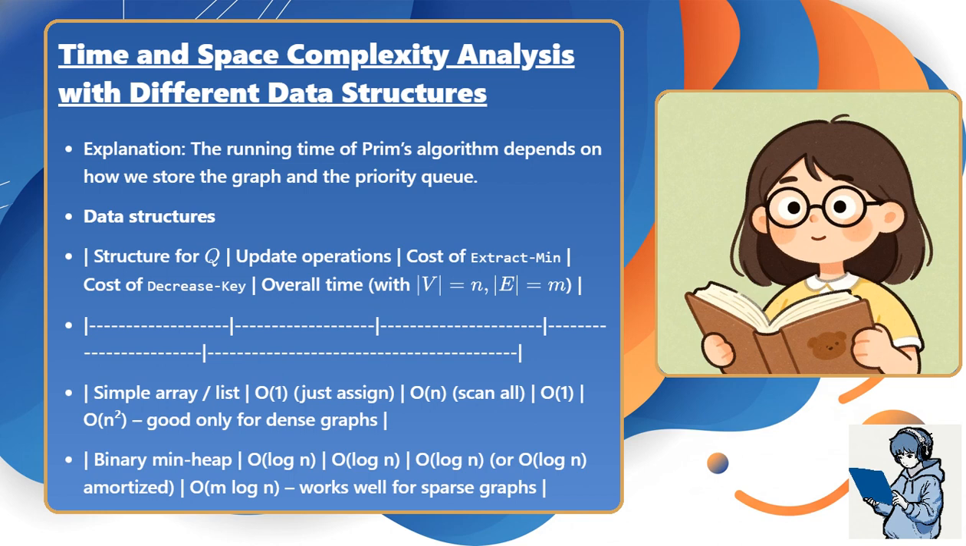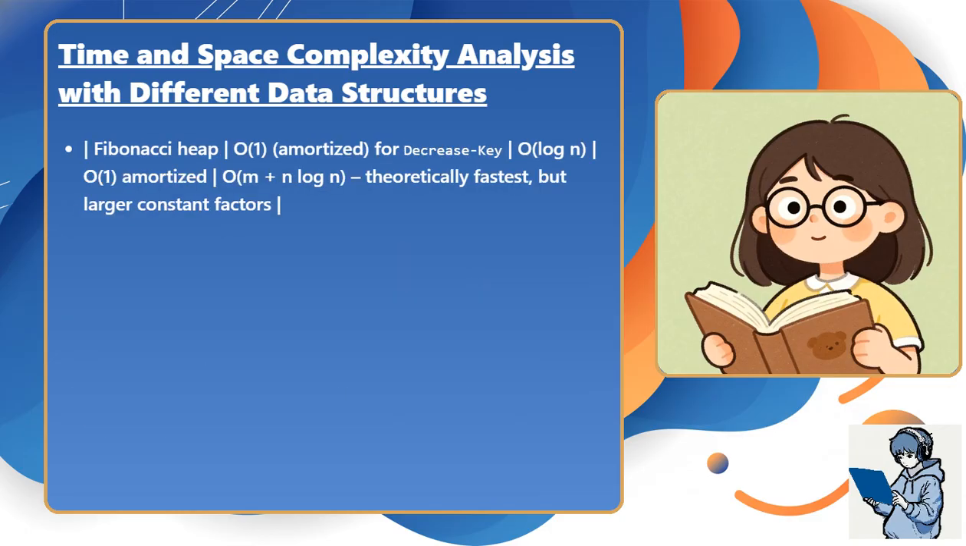Binary min heap | O(log n) | O(log n) | O(log n) or O(log n) amortized | O(m log n), works well for sparse graphs. Fibonacci heap | O(1) amortized for decrease-key | O(log n) | O(1) amortized | O(m plus n log n), theoretically fastest, but larger constant factors.